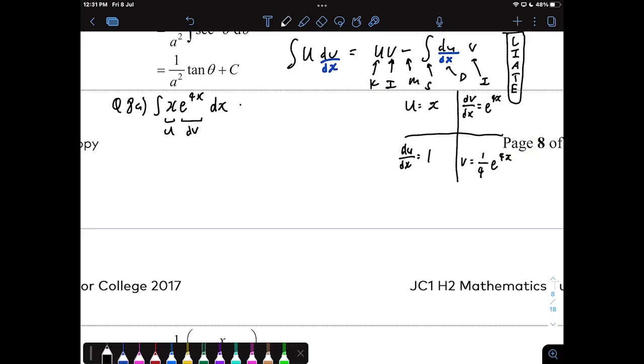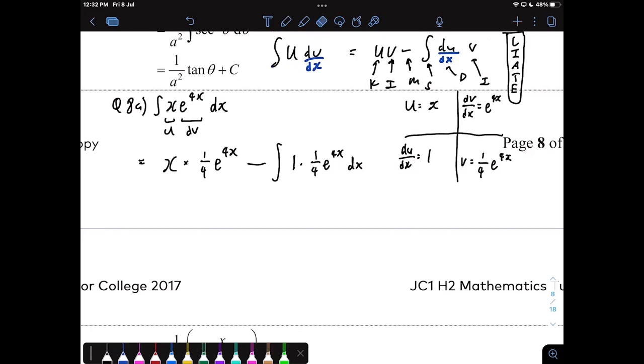u dv equals to, use the formula now? Is x times 1/4 e to the power of 4x minus the integral sign, and 1 times the 1/4 e to the power of 4x. Very good. Don't forget to end off with a dx. Sorry, I should end off with a dx.